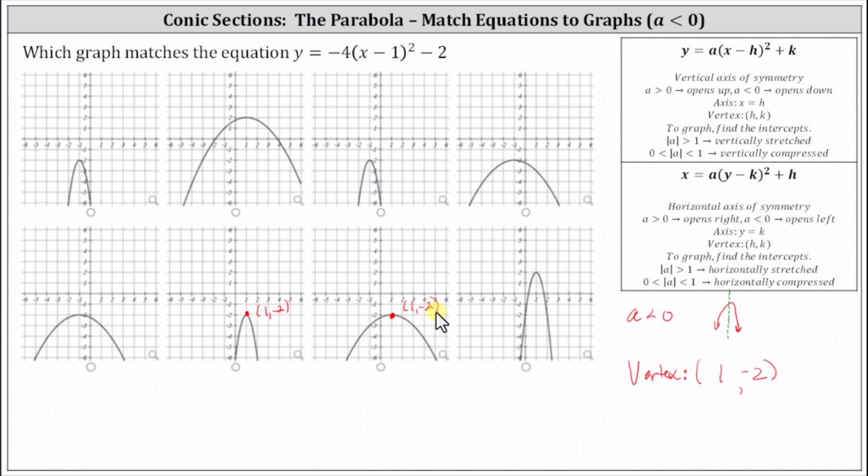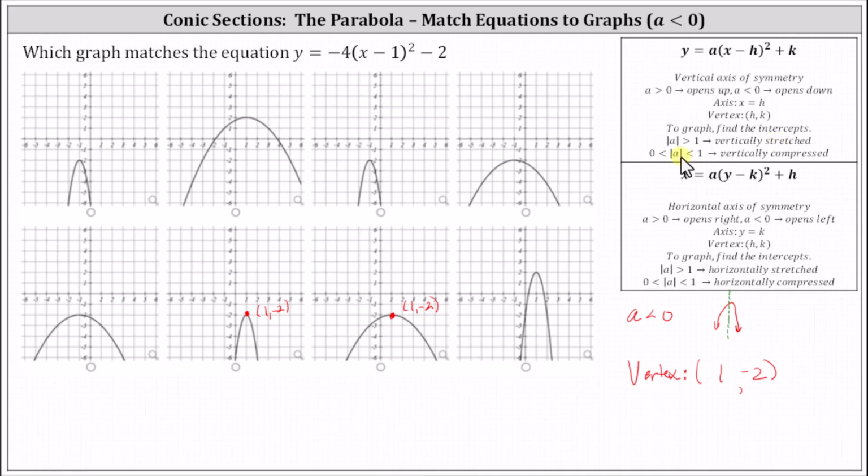Now we need to determine which of these two graphs would match the equation. One way to do this would be to consider the absolute value of a. In our case, a is -4, and the absolute value of -4 is 4. If the absolute value of a is greater than 1, which is our case, the graph is vertically stretched from the basic graph when a equals 1. In this case, the graph appears more narrow.